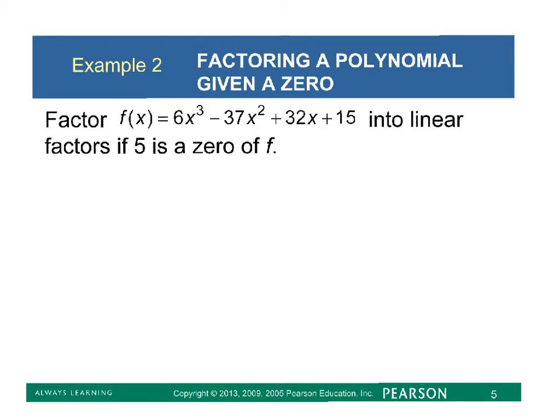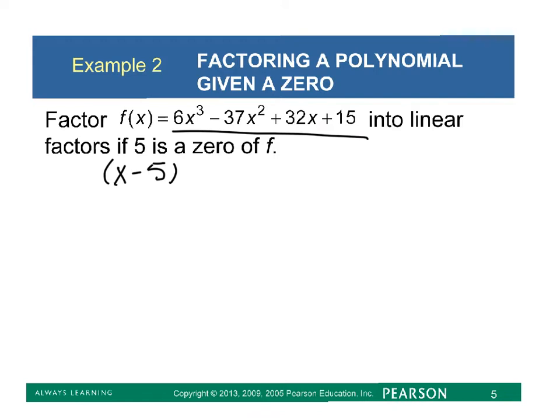So, now we are asked to factor f of x equals this big long polynomial into linear factors if 5 is a 0 of f. So what it's giving us, it says we are given that 5 is a 0. Now factor this polynomial, knowing that fact. So if 5 is a 0, then x minus 5 is going to be one of our factors of this polynomial up here.